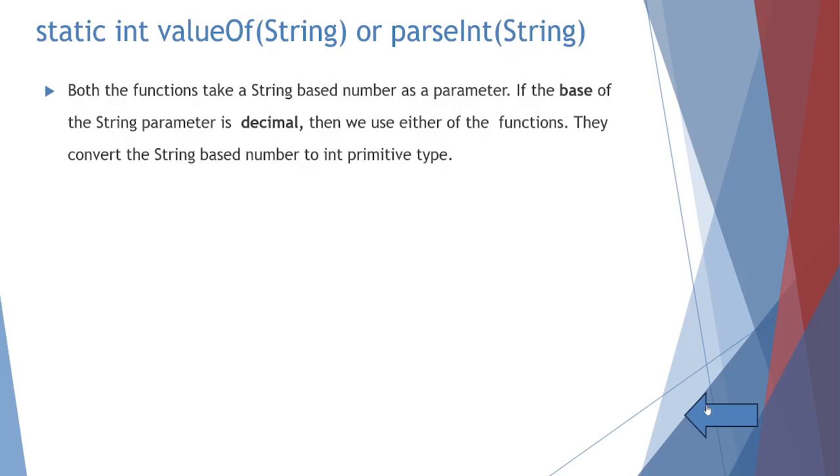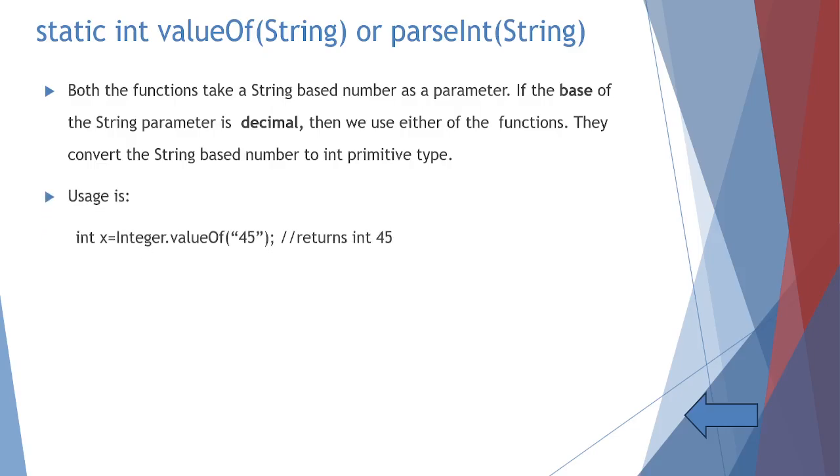valueOf string or parseInt string, both the functions take a string-based number as a parameter, that is, double quotes, a string object. If the base of the string parameter is decimal, then we use either of the functions. Decimal number: 45, 59, 79, any number. Base we will understand in the next slide. They convert the string-based number to int primitive type.